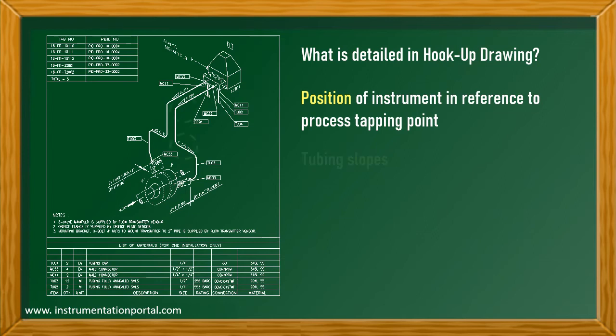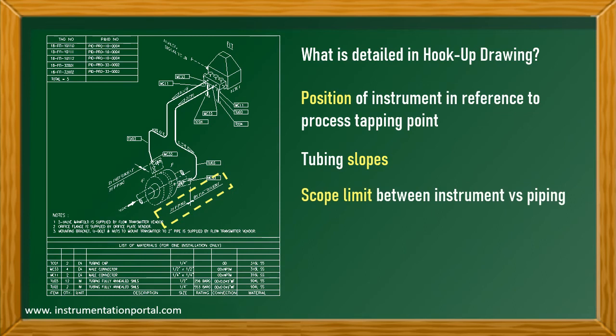It also shows tubing slopes. It should be noted that no pocket point is allowed. So it shall have a continuous slope from the instrument up to the tapping point. And scope limit between instrument and piping. Battery limit between instrument and piping shall be made clear. This must be in line with the P&ID or piping documents.